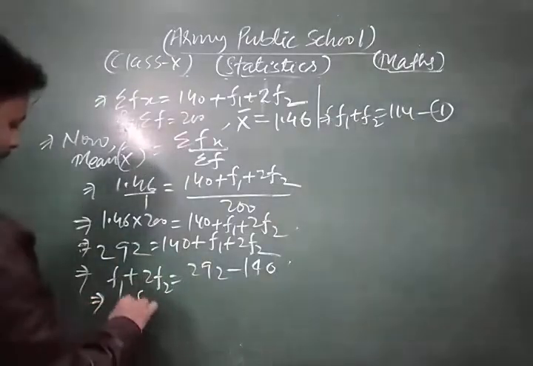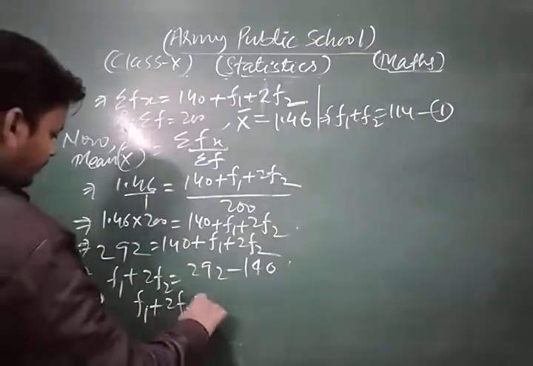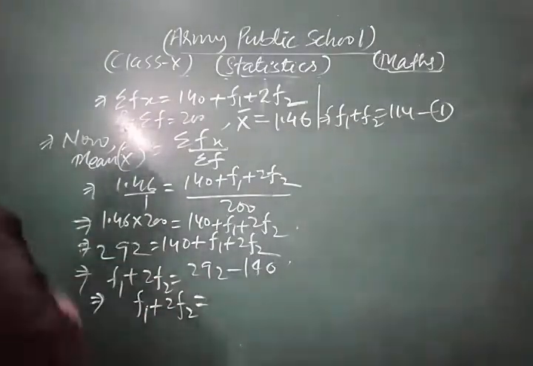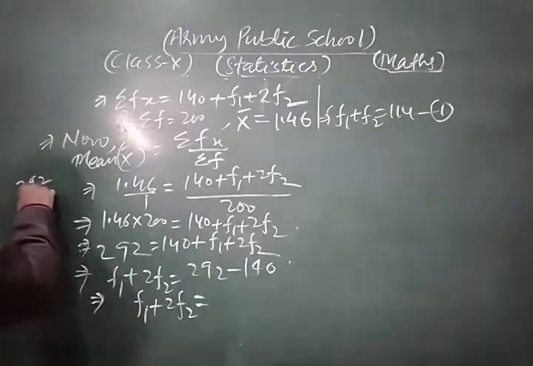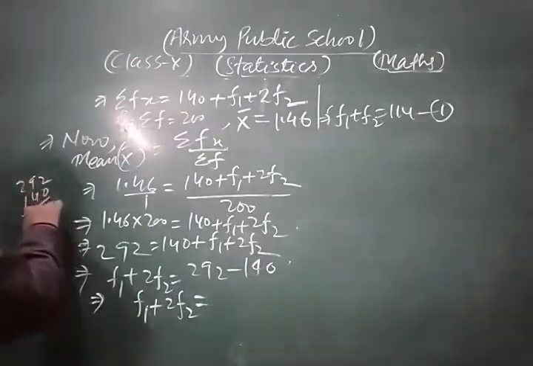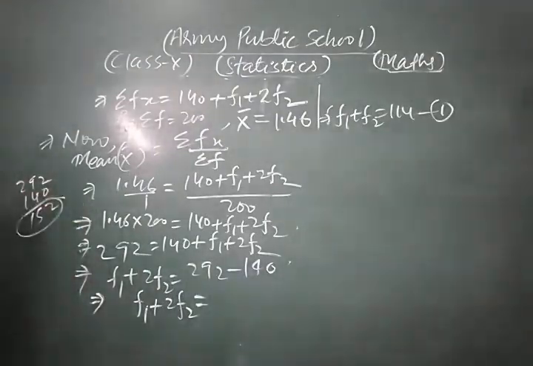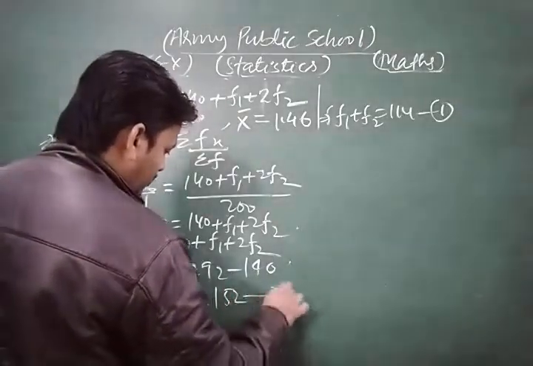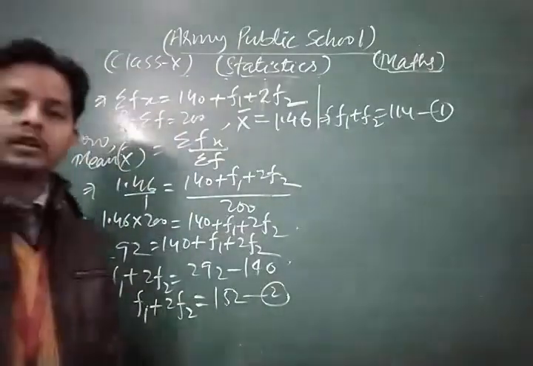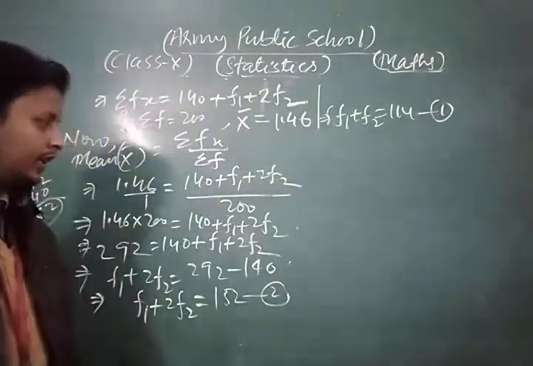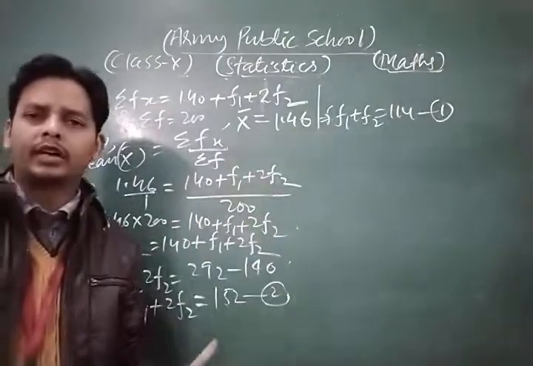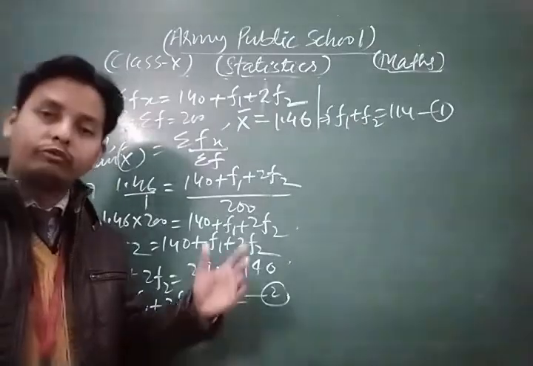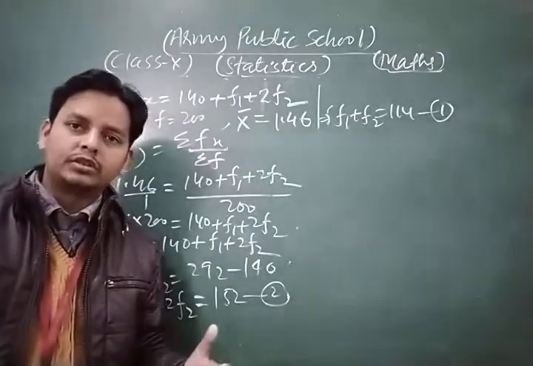So 292 minus 140 is 152. Take this as equation number 2. In this way, after simplifying the question, we find two equations, equation 1 and equation 2. Finally, we solve equation 1 and 2.